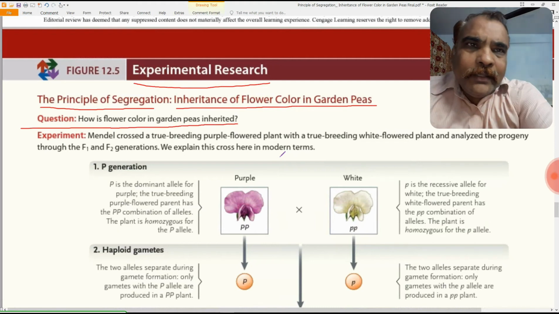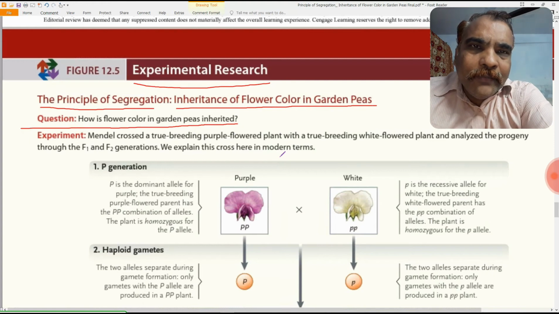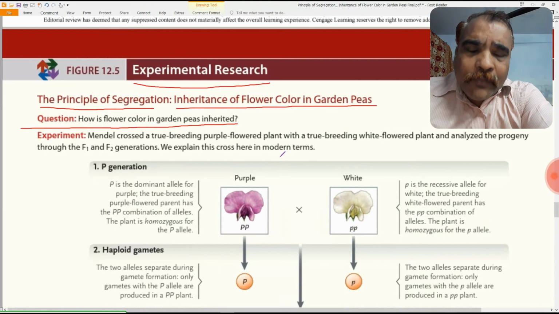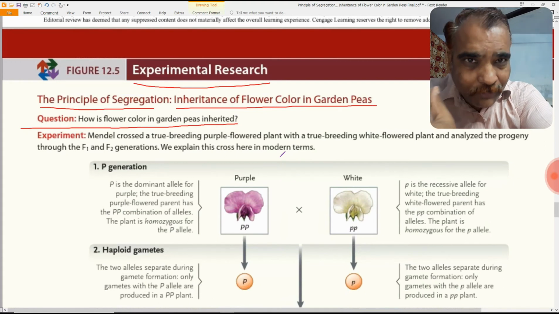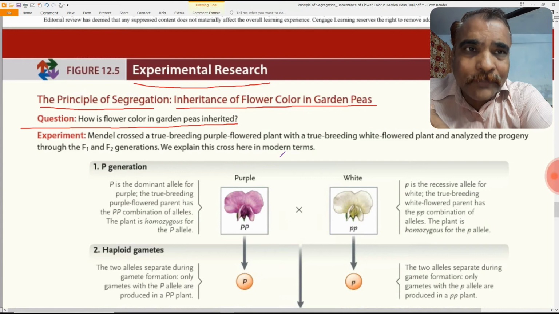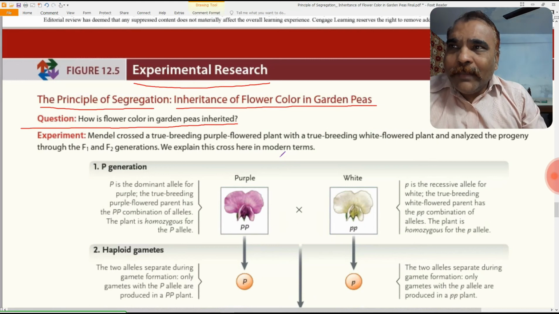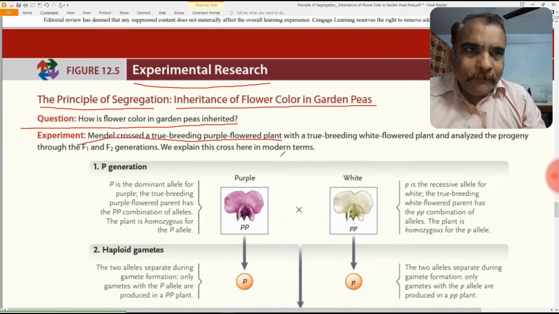Inheritance means, if you start with the purple color flower, what will be the flower color in successive progeny? That means what will be the color of flower in the F1 generation, F2 generation plant, F3 generation, and similarly for the white color flower. That is the question. Now for his experiment, Mendel crossed a true breeding purple flower plant.